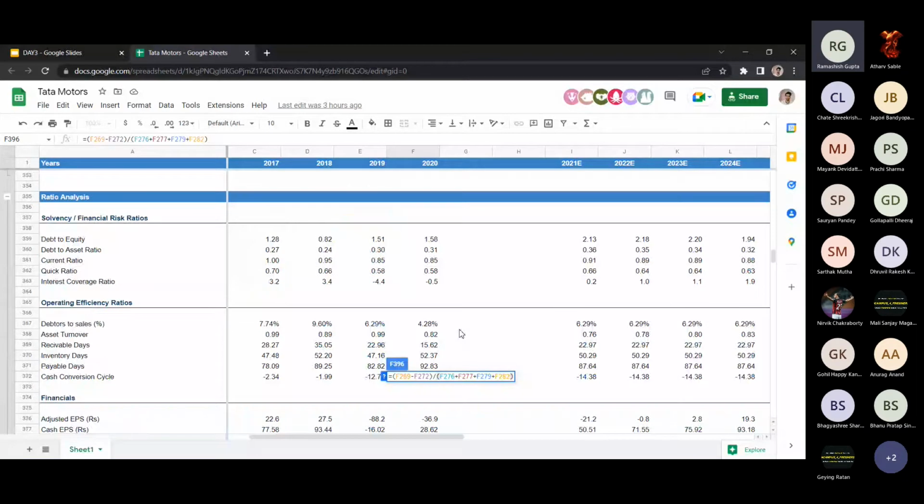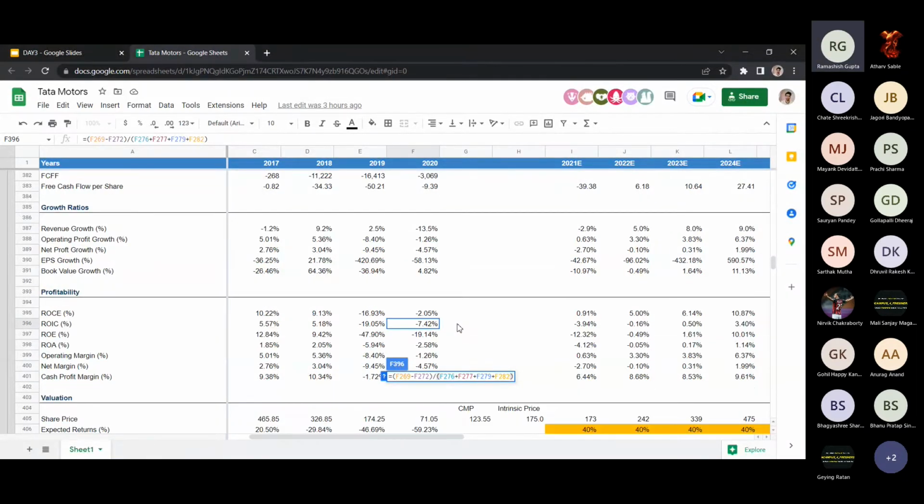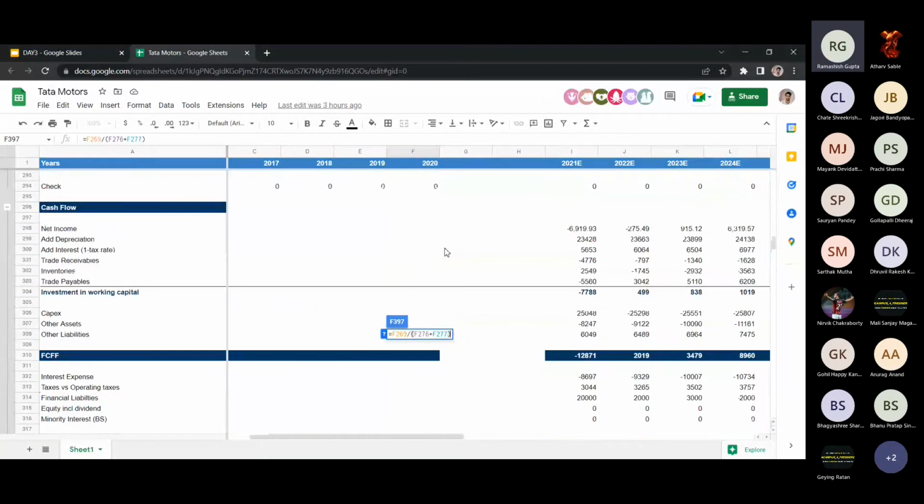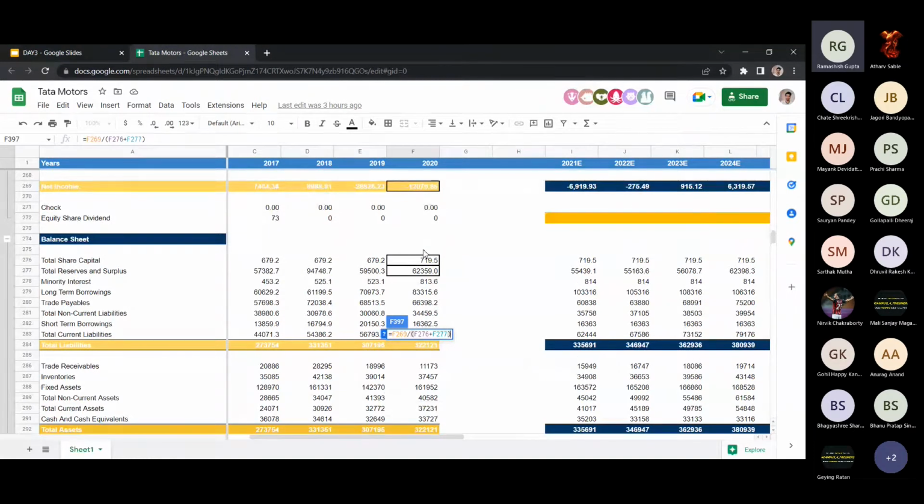Then there is return on equity. For that, we will just take the total share capital and total reserve and surplus, and we will divide the net income by this. So we'll get the amount of revenue that has been generated on the equity.